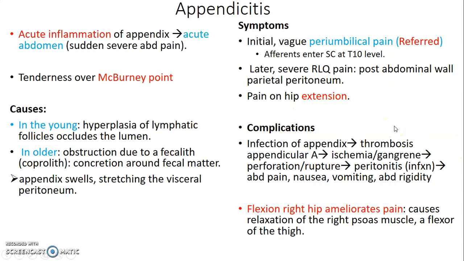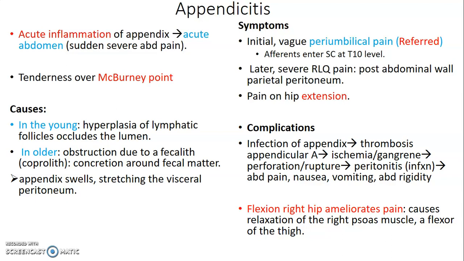What are the complications of appendicitis? Infection begins, leading to thrombosis of the appendicular artery, then ischemia and gangrene of the appendix. After it undergoes ischemia, the wall undergoes gangrene. There is perforation and rupture, leading to peritonitis because infection now enters the peritoneum. The peritoneum becomes inflamed, leading to abdominal pain, nausea, vomiting, and rigidity of the abdomen.